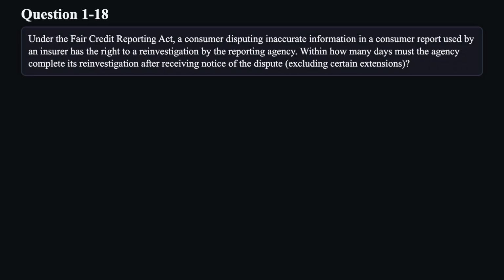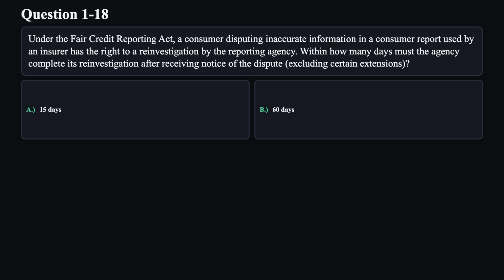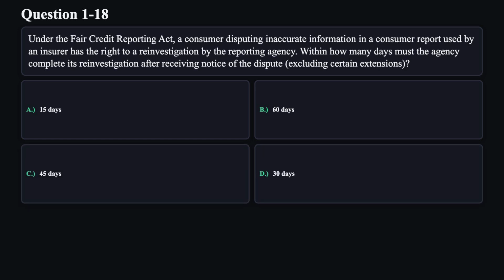Question 18. Under the Fair Credit Reporting Act, a consumer disputing inaccurate information in a consumer report used by an insurer has the right to a reinvestigation by the reporting agency. Within how many days must the agency complete its reinvestigation after receiving notice of the dispute, excluding certain extensions? A. 15 days. B. 60 days. C. 45 days. D. 30 days.